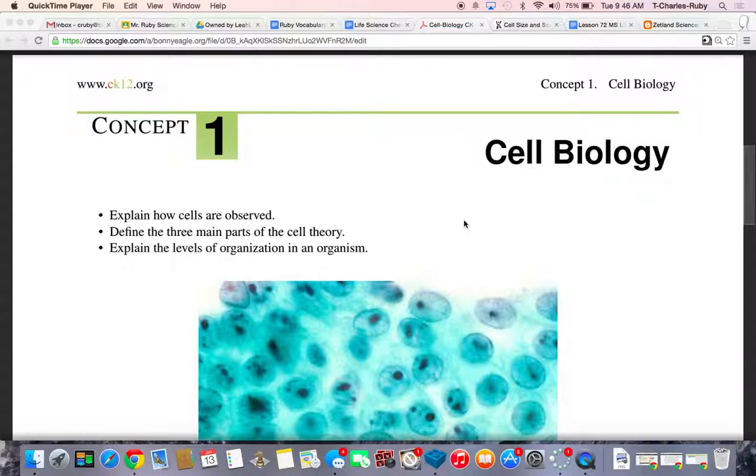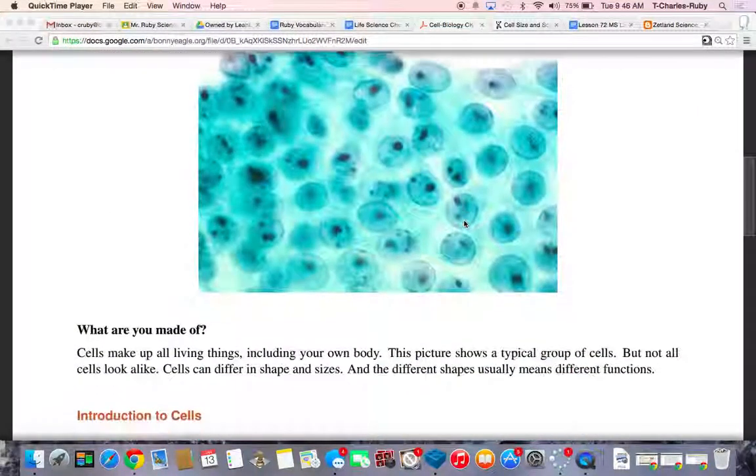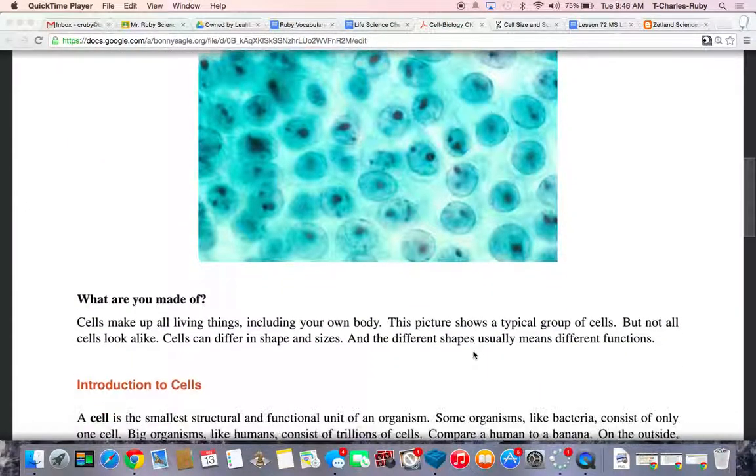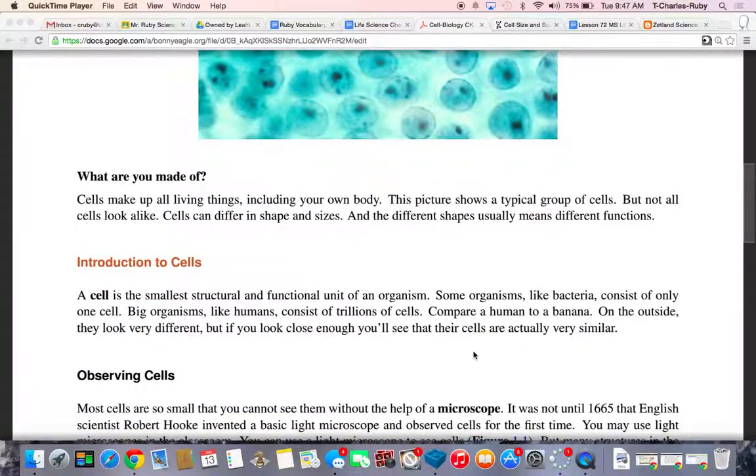Okay. So, cell biology. Explain how cells are observed. Define the three main parts of cell theory and explain the levels of organization in an organism. First, we have a picture of, these are all cells right here. And the first part is, what are you made of? Cells make up all living things, including your own body. This picture shows a typical group of cells, but not all cells look alike. Cells can differ in shapes and sizes, and the different shapes usually mean different functions.